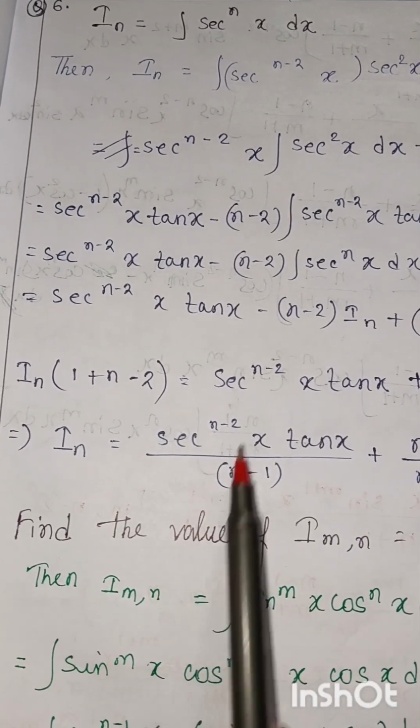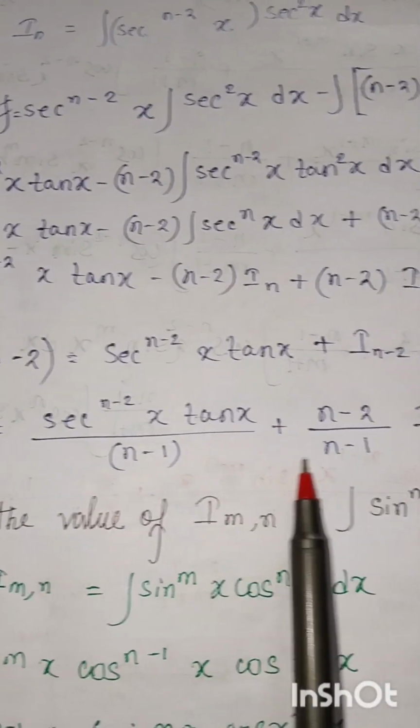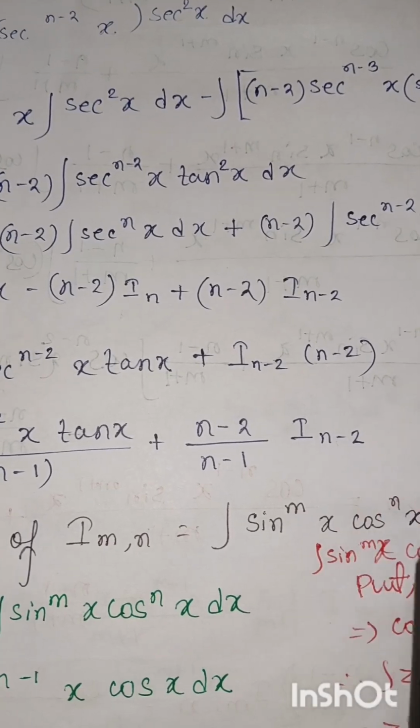So that's the answer of this question. I n is equal to sec to the power n minus 2 x tan x by n minus 1 plus n minus 2 by n minus 1, I n minus 2.